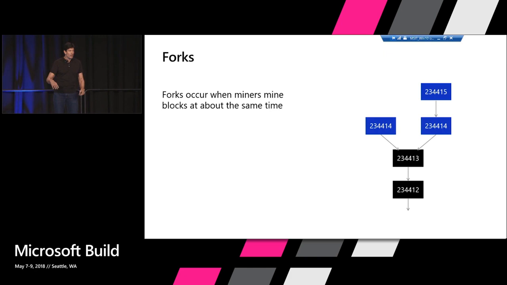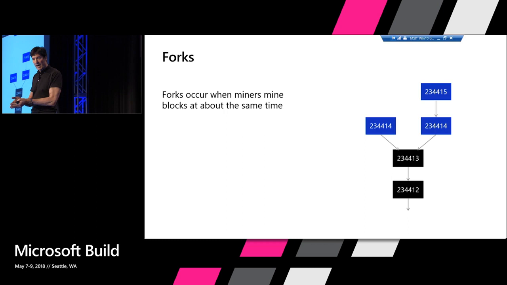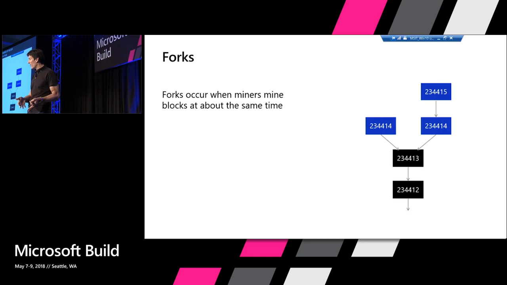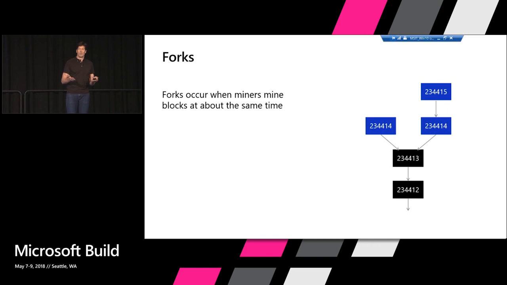There were two legitimate blocks mined by different miners that both have the hash of block 2, 3, 4, 4, 1, 3 in them. So the network at that point, if you're sitting on the network and you're keeping track of what's going on with it, you get one block, you add it on, you get the other block, you look at it, oh, this is legitimate too. You're not sure at that point which block the majority of the network is going to accept. So what you do is you just keep them both and then wait for the next block to show up.